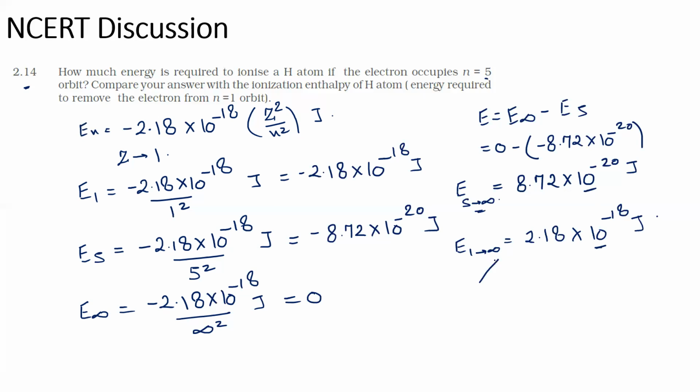Since in this case the electron is closer to the nucleus, it is difficult to extract as compared to when it is in the fifth orbit, far away from the nucleus. Okay, so this is how you calculate the energy required to ionize electrons from different orbits.